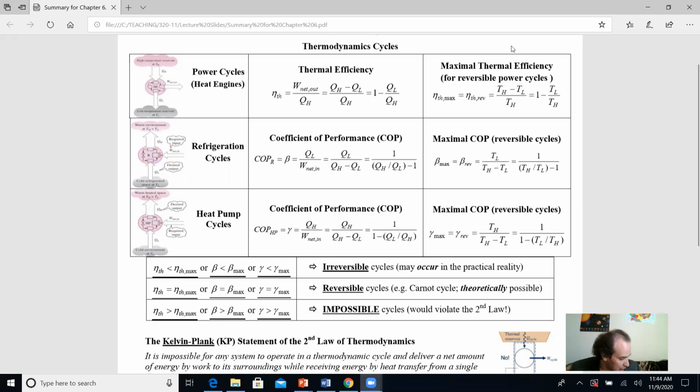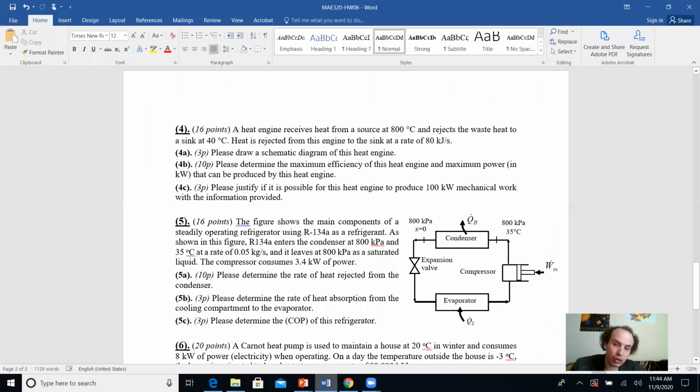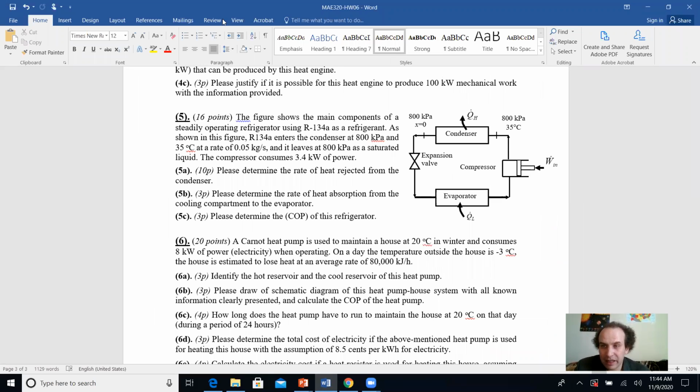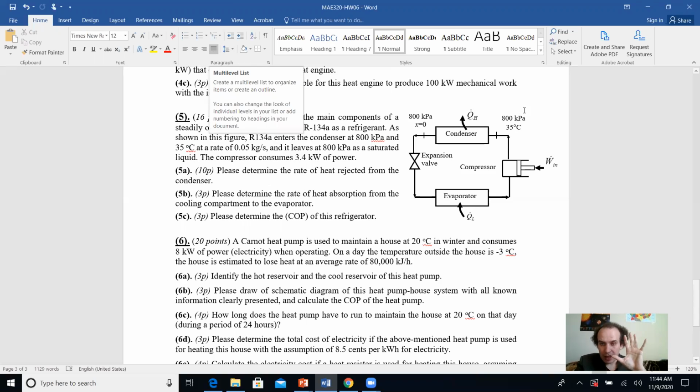Now, I want to show you something, and in fact you have a very good example in your textbook. It's example 6.6, and please go through it. We don't have time now to do it, but I want to give you some hint about your homework. So please look at my screen and see what you have in your homework. Basically, you have a refrigeration cycle here, which operates with Freon, and it is stated, please determine the rate of heat rejected from the condenser, and please determine the rate of heat absorption and the coefficient of performance.